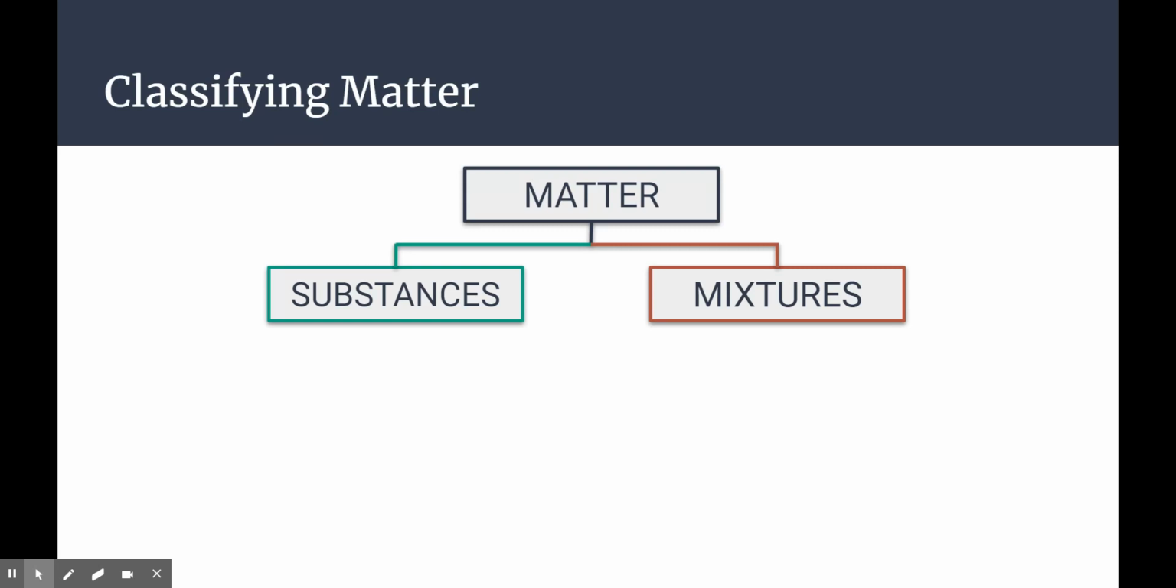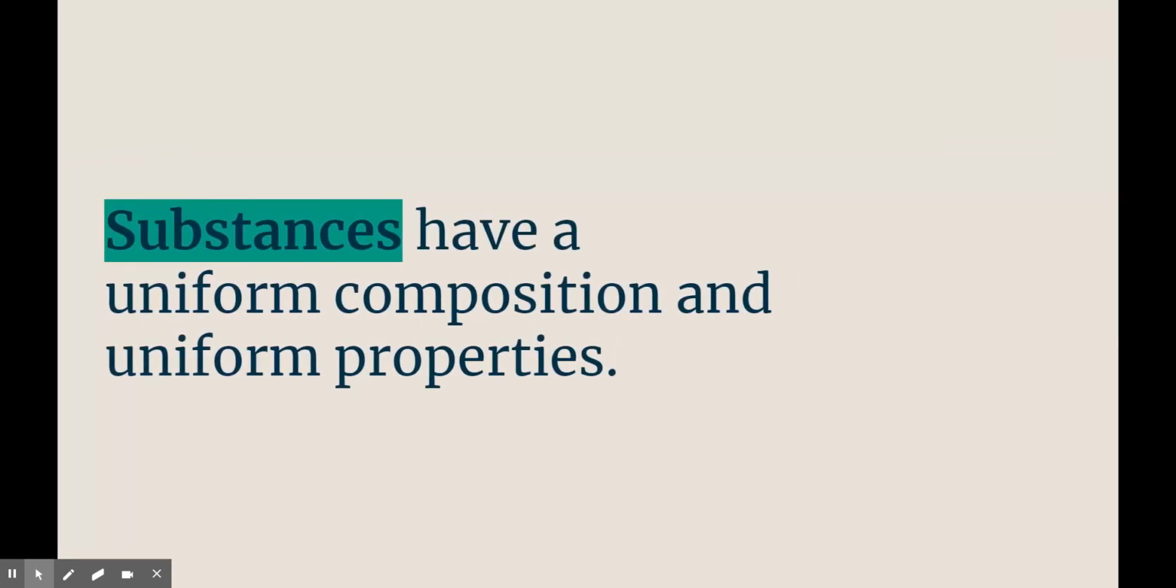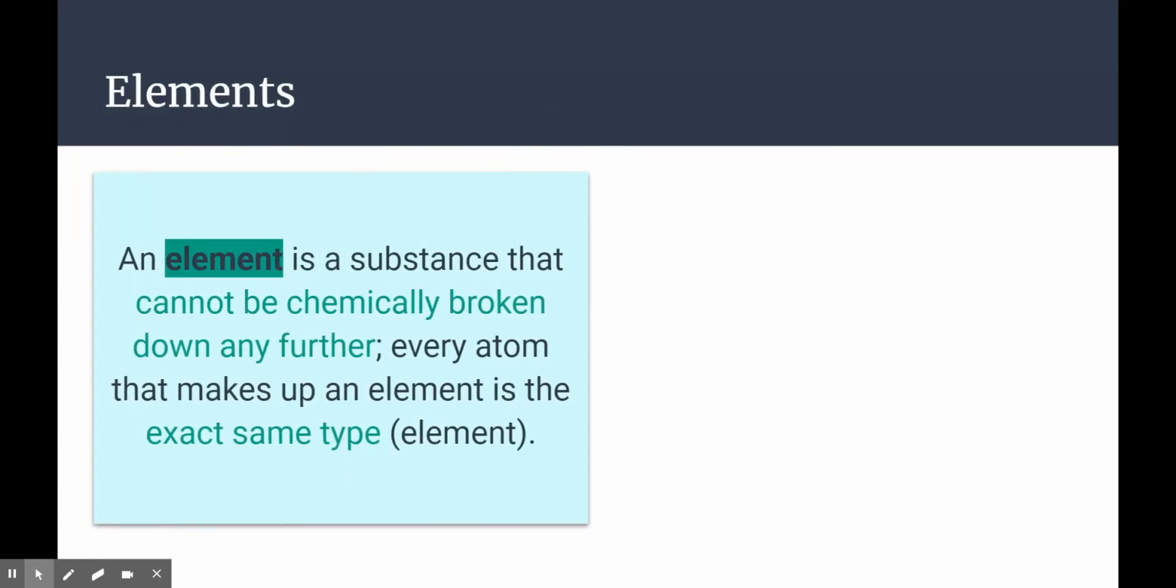We're going to start with substances. There are 2 groups of substances. The first group is called elements, and the second group is called compounds. So again, a reminder, substances have a uniform composition and uniform properties. Every particle is exactly the same. So an element is a type of substance, but it cannot be chemically broken down any further. Every atom that makes up an element is the exact same type of element.